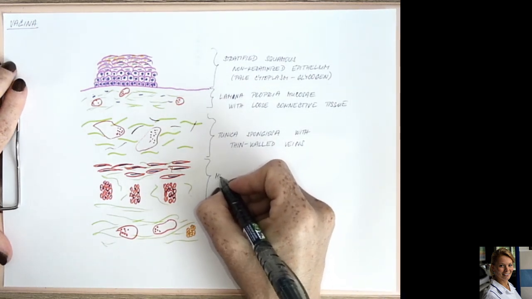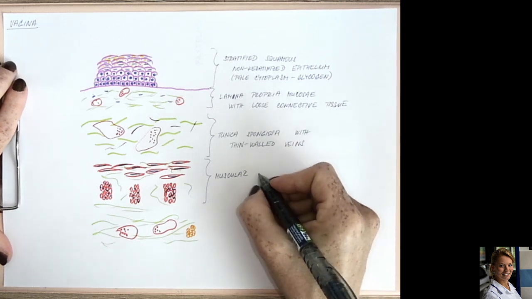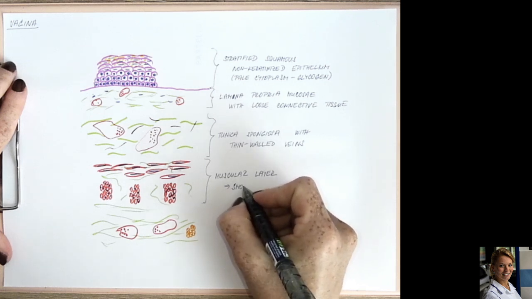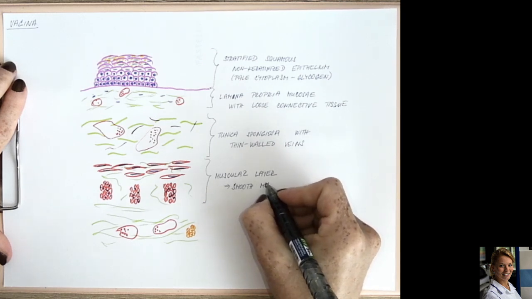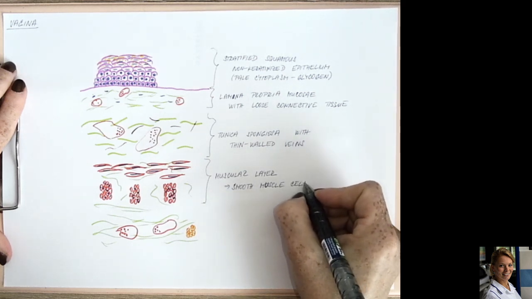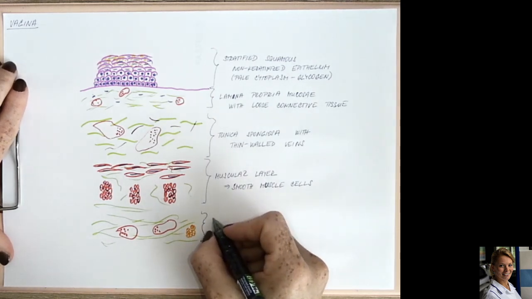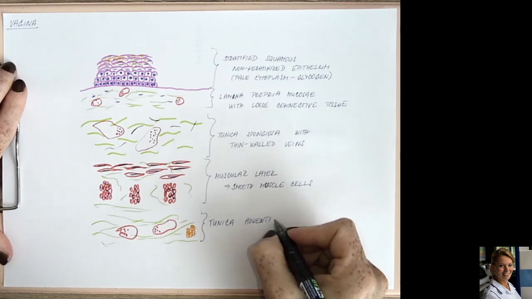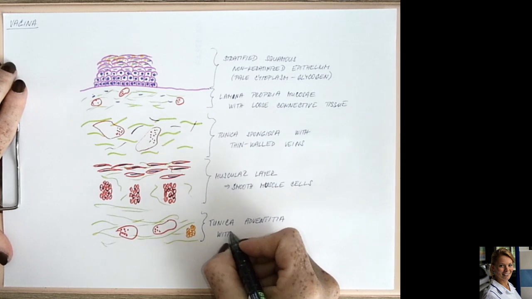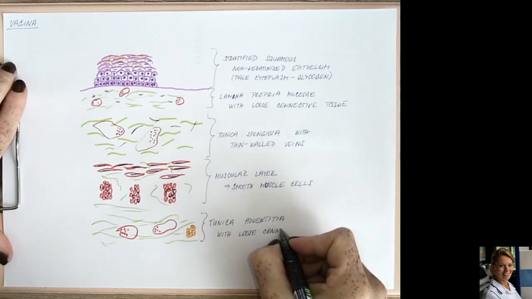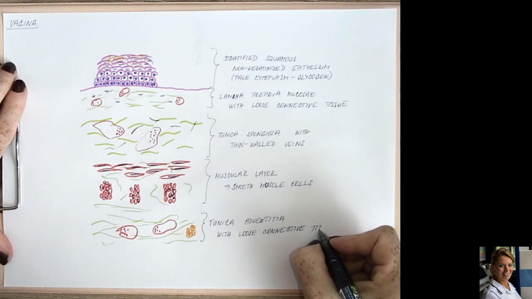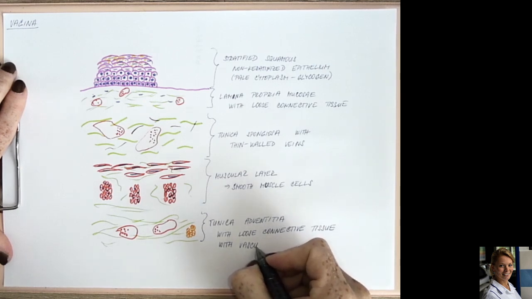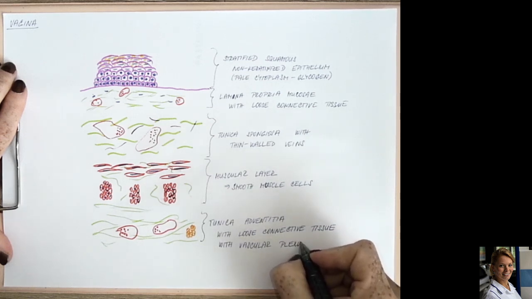A muscular layer consists of smooth muscle cells, and the last layer is tunica adventitia, with loose connective tissue, with vascular plexus and nerves.